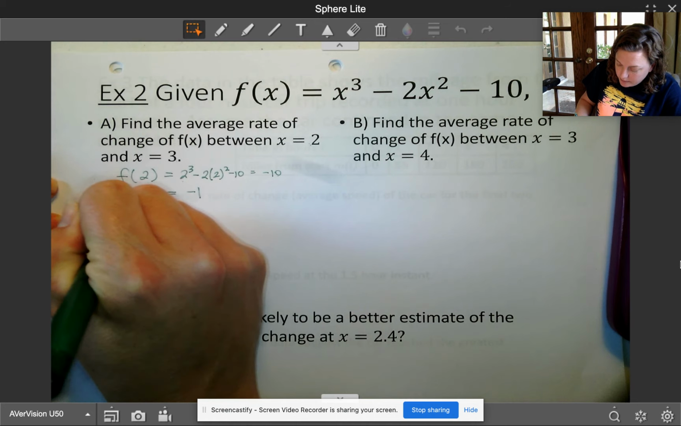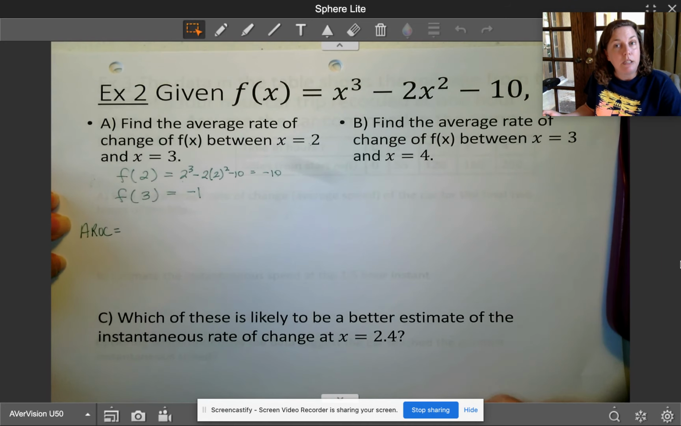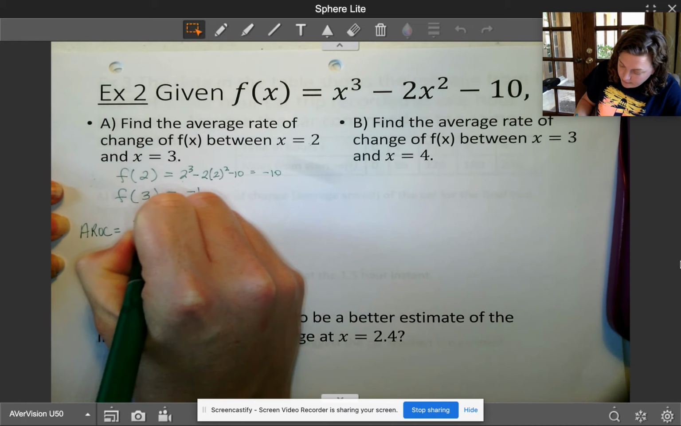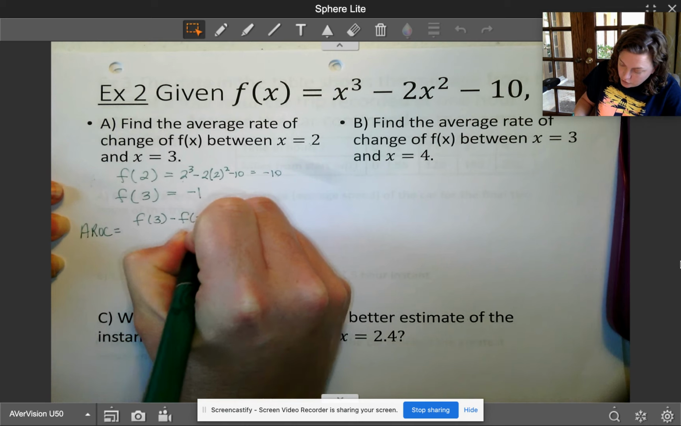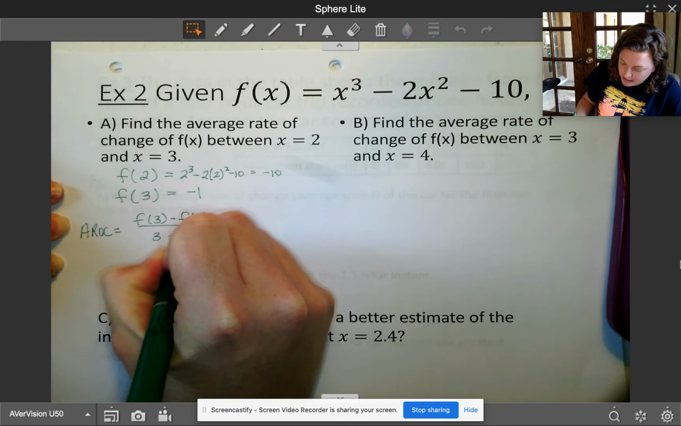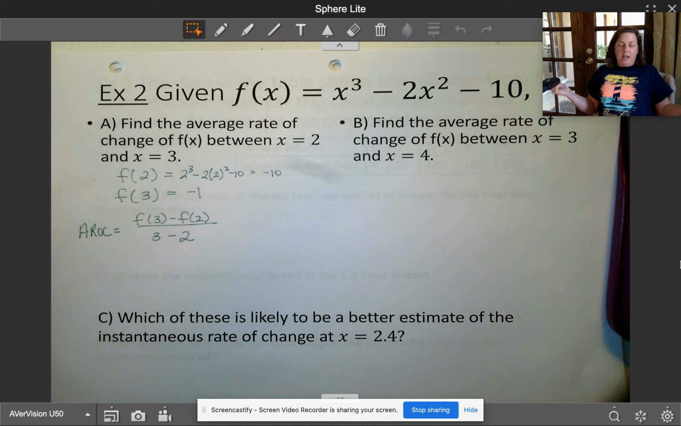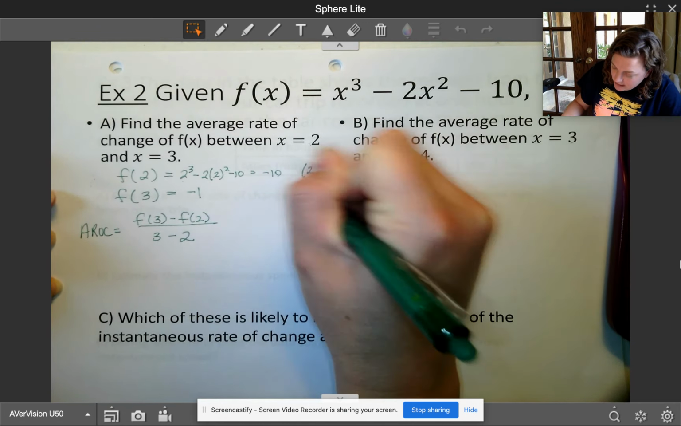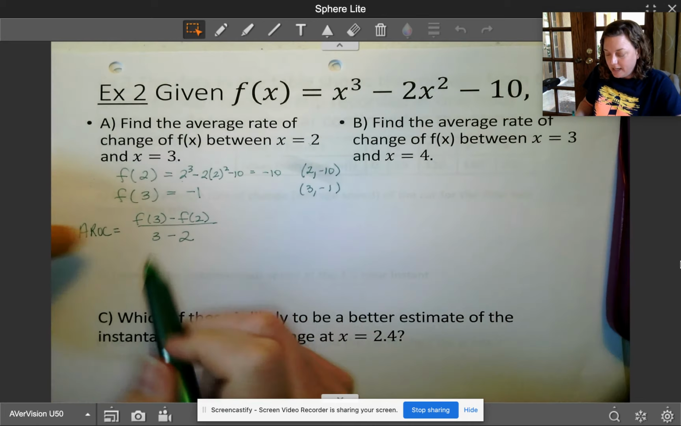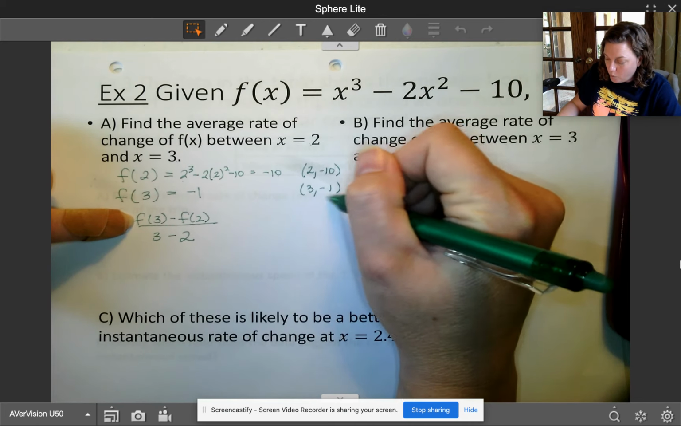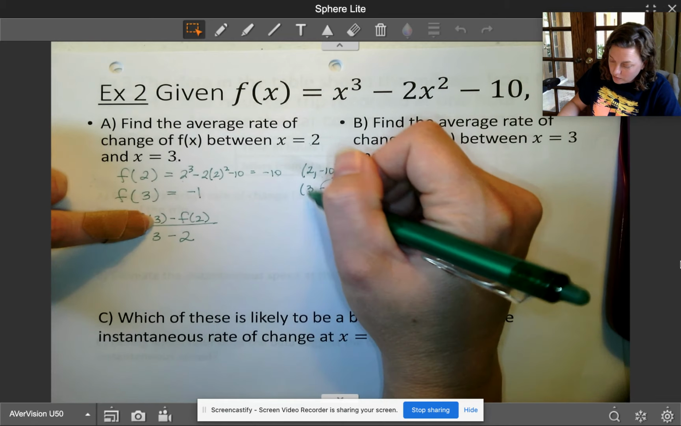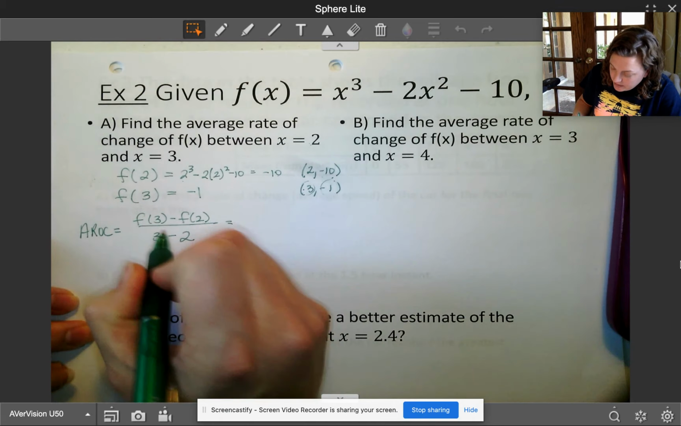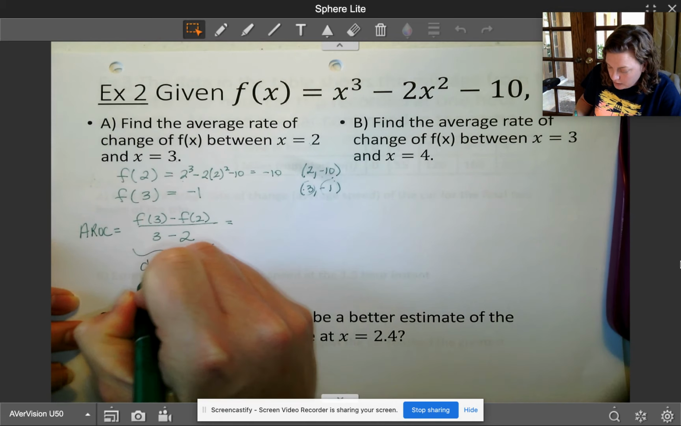If we want to find AROC, I need to see the slope formula that you're doing. So that would be f of 3 minus f of 2 over 3 minus 2. That is the slope formula. We get these ordered pairs, 2, -10 and 3, -1. So what did I just do? I took y2 minus y1 over x2 minus x1. And that's what I did. This is called the difference quotient.